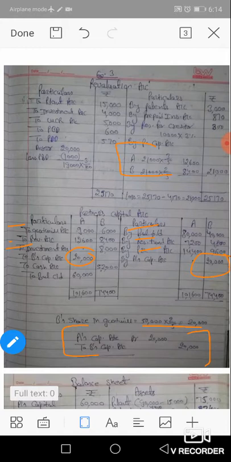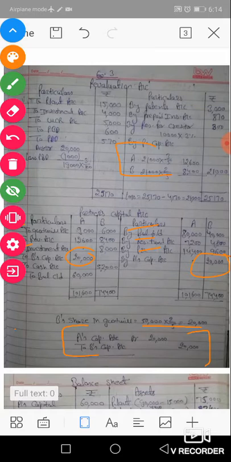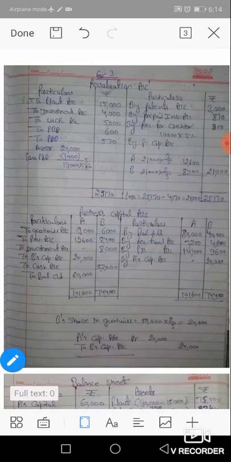Now we will calculate the balancing figure of both accounts A and B. First of all, A: total on the credit side is 1,01,600 and on the debit side 39,600. Okay, 1,01,600 minus 39,600 and balance c/d is 60,000. So balance c/d of A's column is 60,000, credit minus debit.